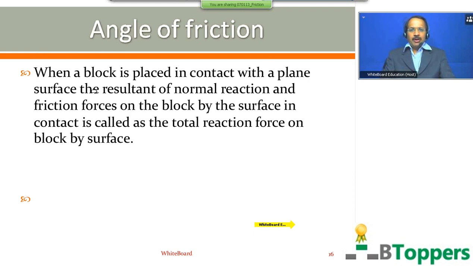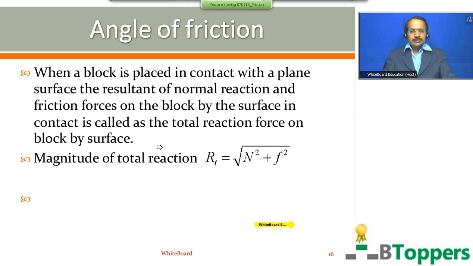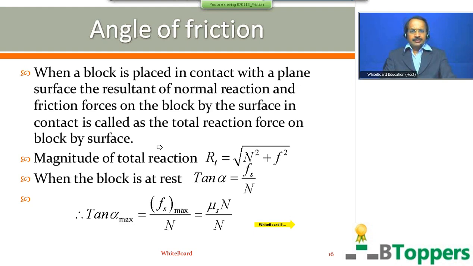First point: when a block is placed in contact with a plane surface, the resultant of the normal reaction and friction forces on the block by the surface in contact is called the total reaction force on the block by the surface. So the magnitude of the total reaction, call it R_T, is equal to square root of N squared plus small f squared.